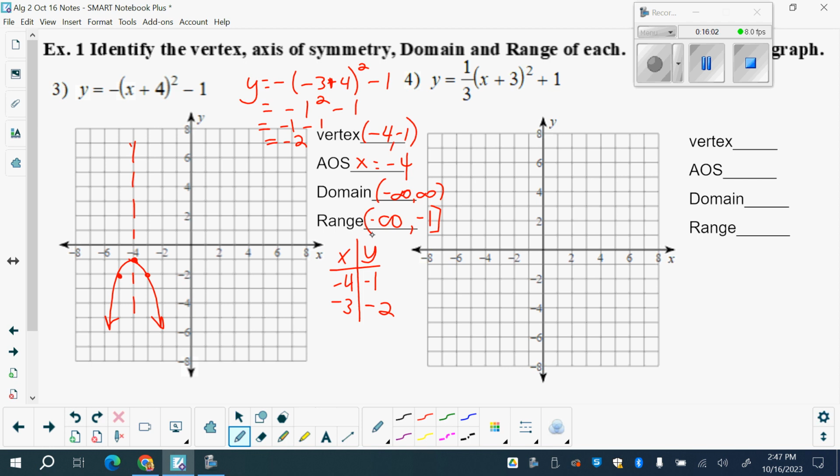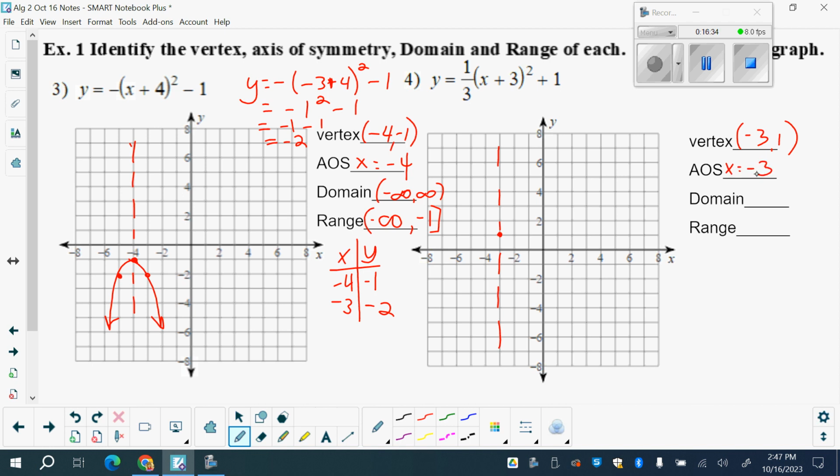Okay, last one, fraction, yippee. So what's our vertex? Jason, what would the vertex be? -3, 1, yep. And so my axis of symmetry is here, which is x equals -3.